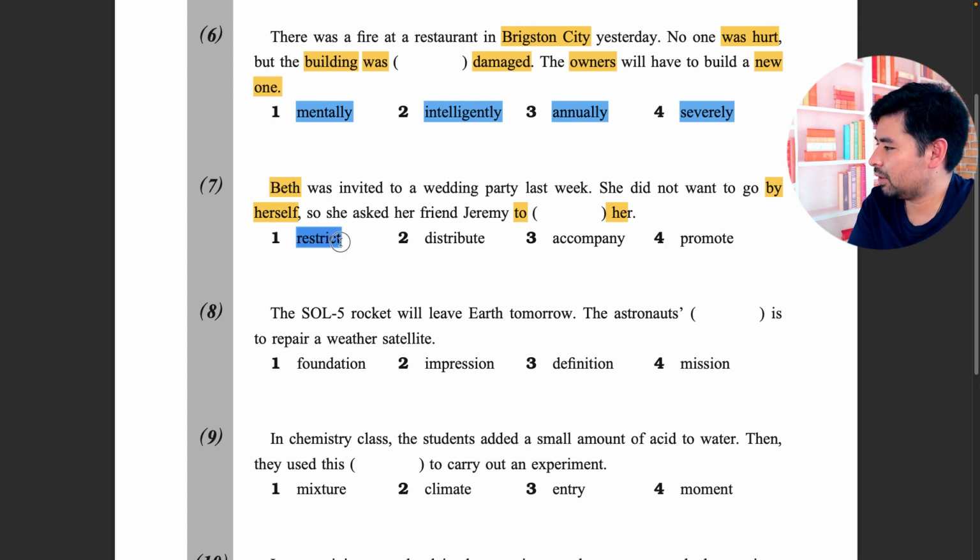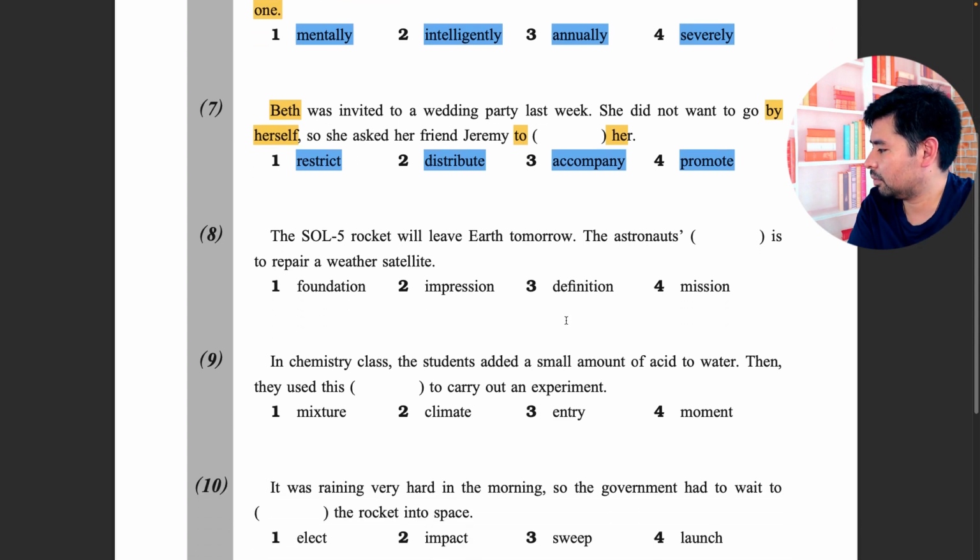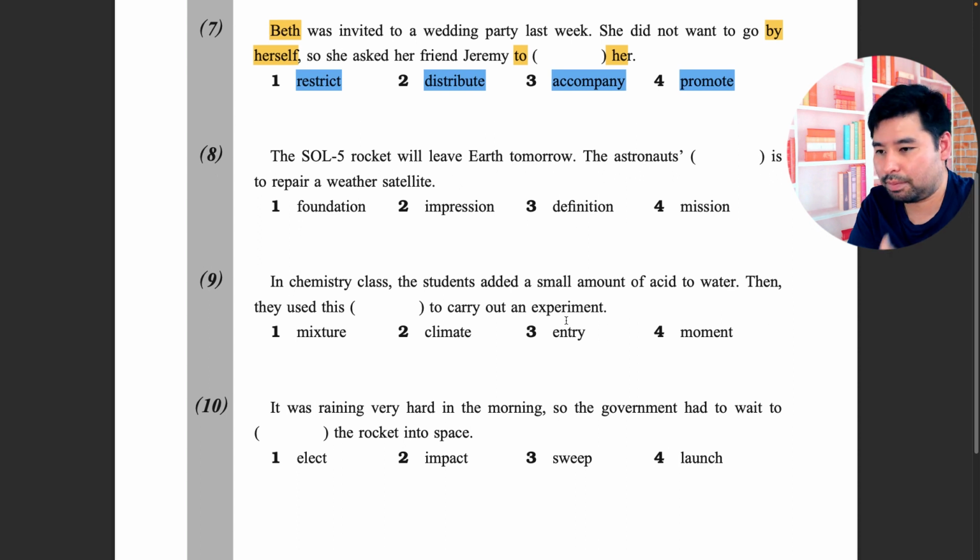To restrict her, distribute her, accompany her, or promote her. Okay? Which one do you think? Again, I will not give you an explanation about these words because they are words that you should at least have seen before. If you haven't, check it out by yourself, and then you give me the best answer. I can say this one here is obvious, right? Okay, so next one. Let's go down a little bit here. Number 8.